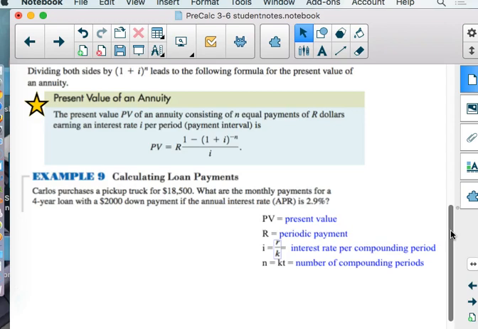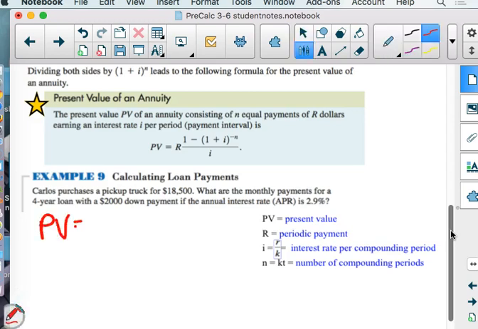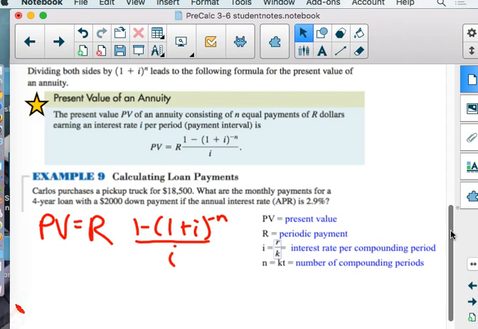So Carlos bought himself a pickup truck for $18,500. What are the monthly payments for a 4-year loan if you pay $2,000 for a down payment, and the annual interest rate, the APR, is 2.9%? Well, let's figure it out. So the formula is present value equals the payment times 1 minus 1 plus I to the negative n over I. And once again, I do like the other book's way of putting the parentheses on there, and it shows what we're supposed to be doing.